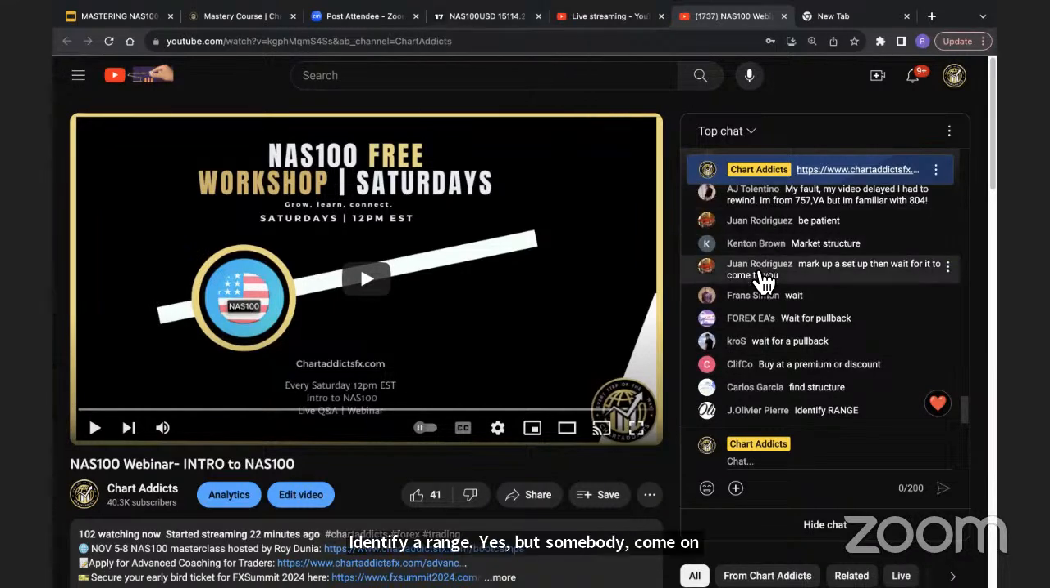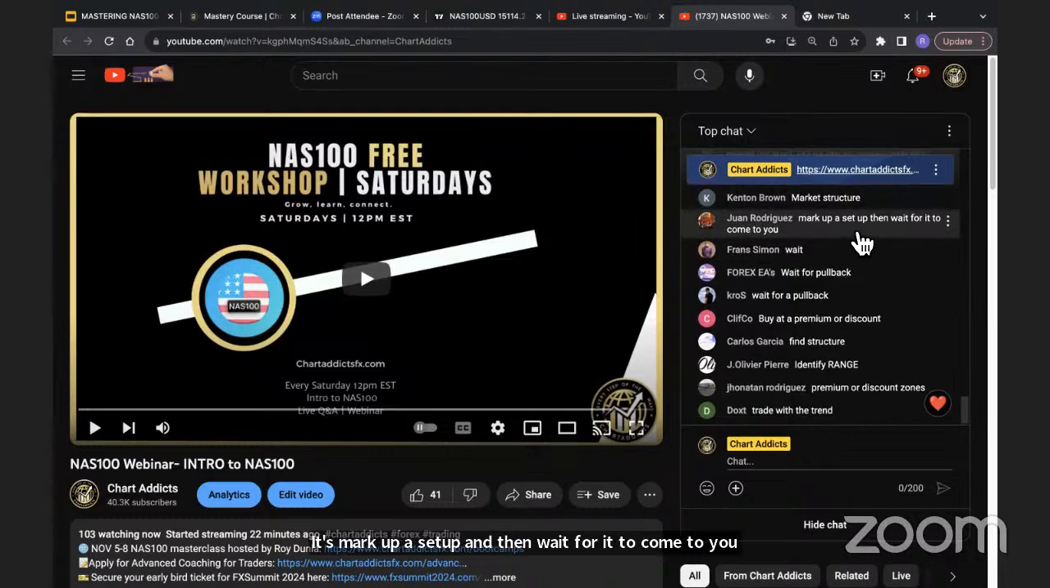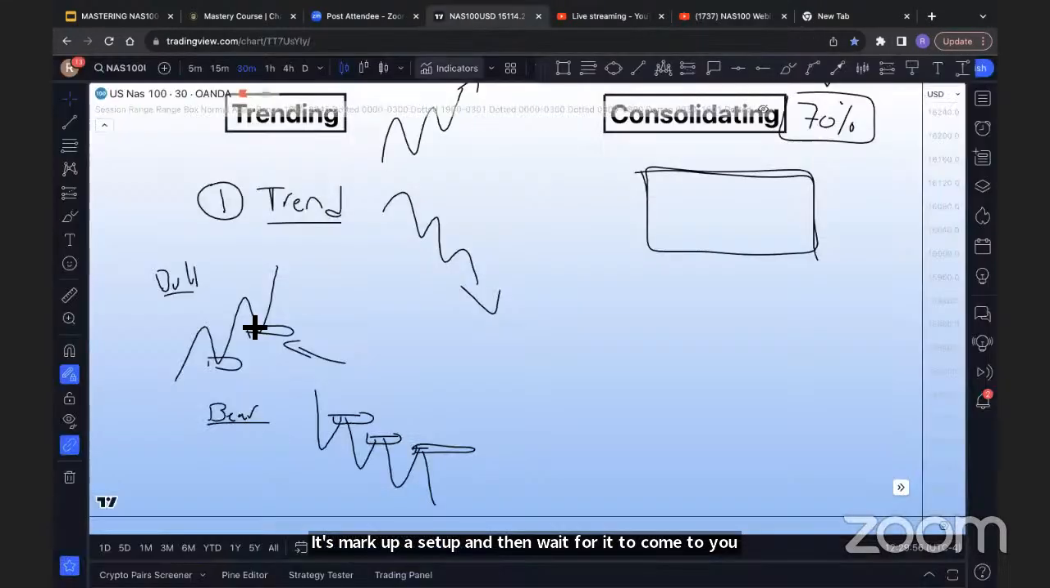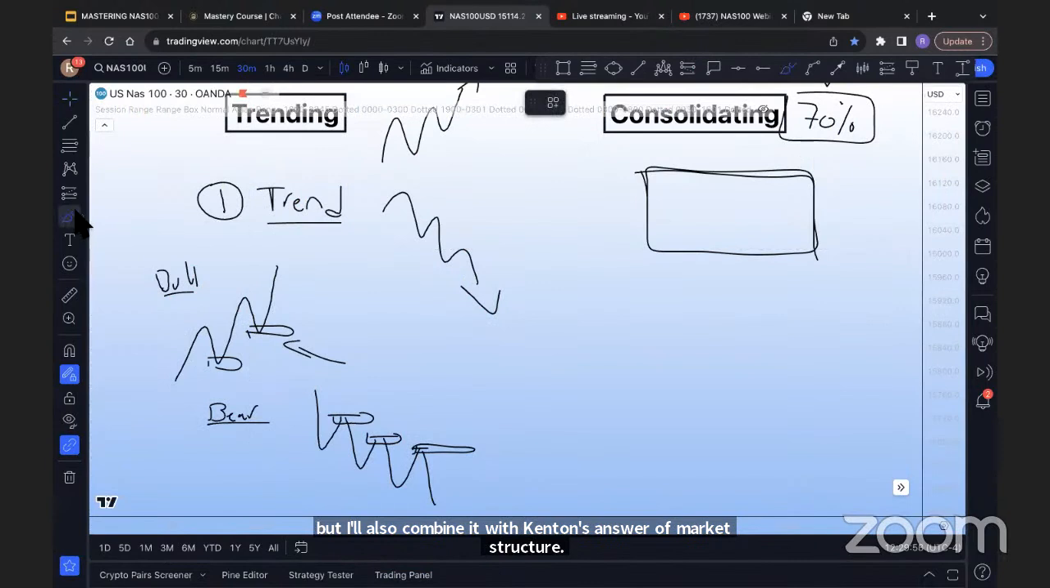To be completely honest, Juan was the closest, so I'm just going to give it to Juan Rodriguez. It's mark up a setup and then wait for it to come to you, but I'll also combine it with Kenton's answer of market structure. Mark up the market structure and wait for the price to come to you.